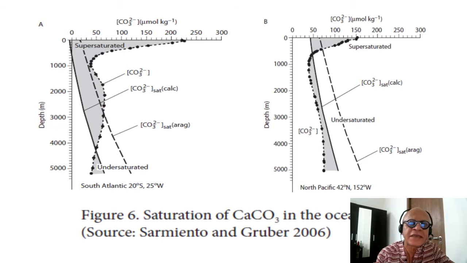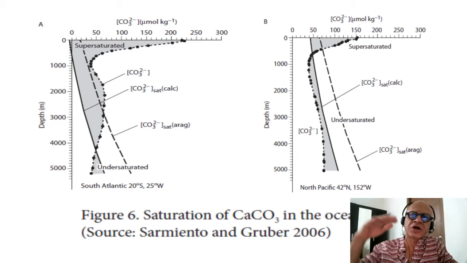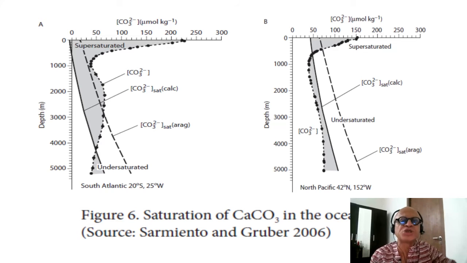And the calcium carbonate in the ocean has two crystal forms. One is called aragonite, one is called calcite. Aragonite is much more soluble, which means it cannot be found at greater depths. It gets dissolved with the acidic water, so it only gets deposited in shallow depths.